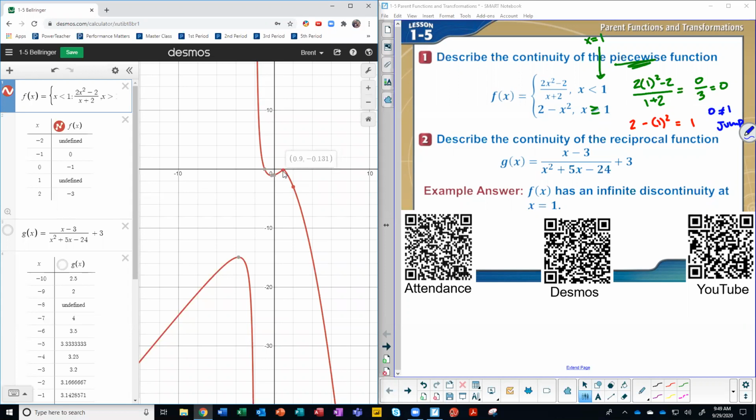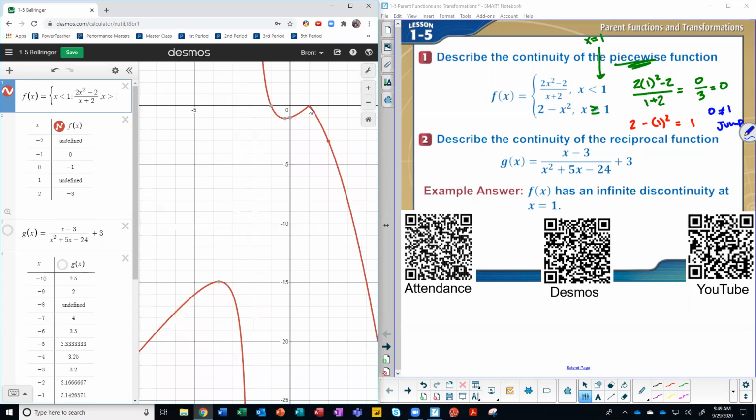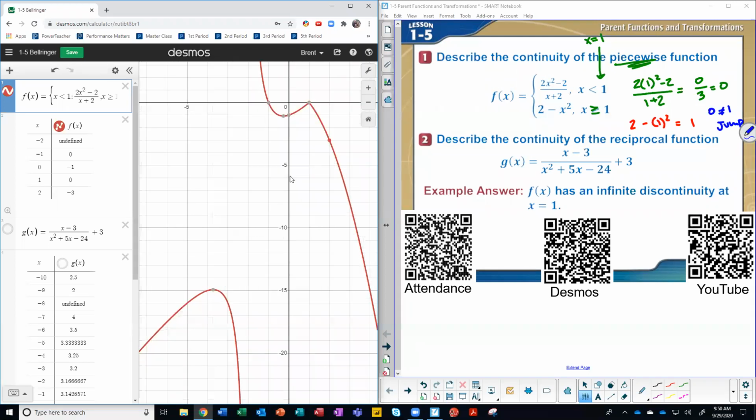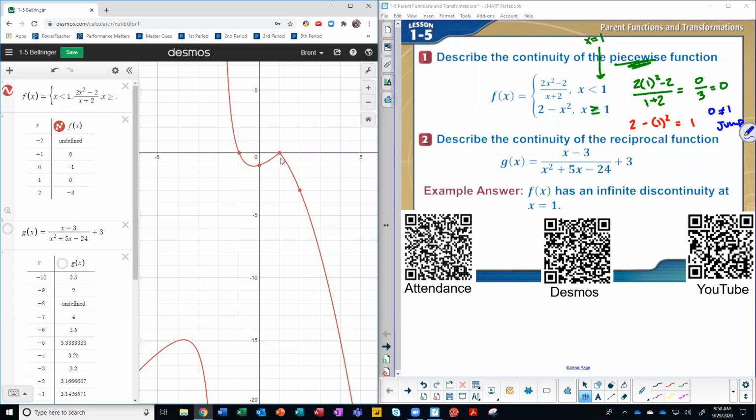Sorry, let me get my mouse out of the way. Let me get that point. It's so hard to get. I need to zoom in. Maybe it'll help me. There you go. Notice that's an open circle. That would be removable. This is continuous at x equals 1. It's not continuous there, but it is continuous right there now because it's a solid dot.